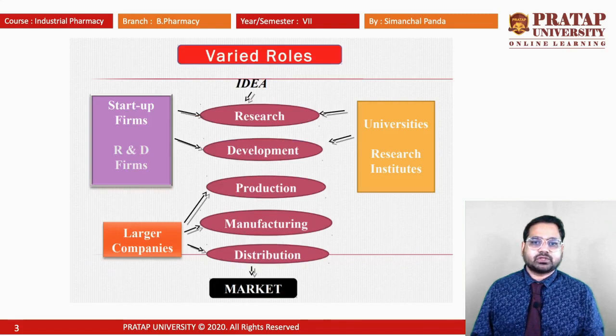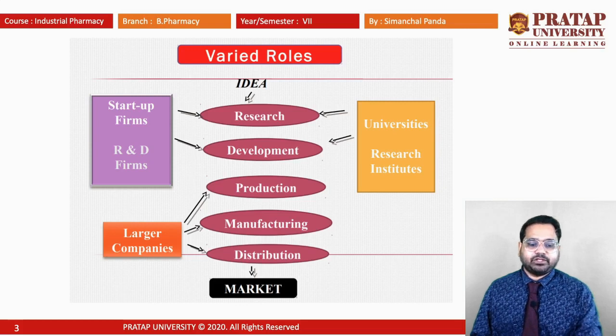First, the idea has to come out. From the idea, the research has to come. The research will come from the startup firms and research and development firms. They will go for research, and then it will go for the development. From this development, different universities and research institutions go for development of the idea and the product. Then you have to go for the production. The production is made by different companies, that may be different larger companies going for the manufacturing. Then it will be distributed and the marketing can be achieved.